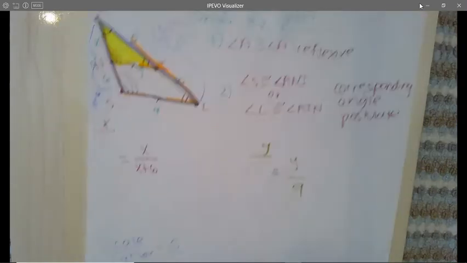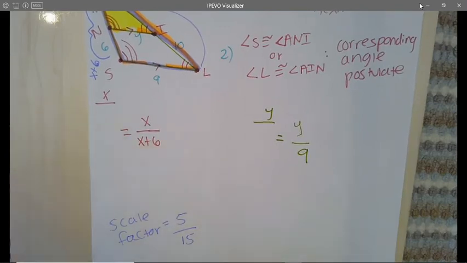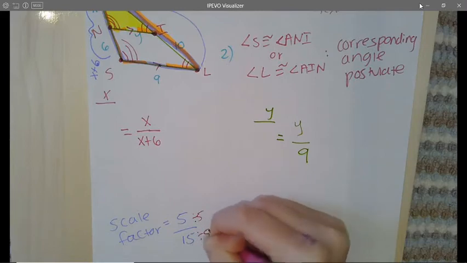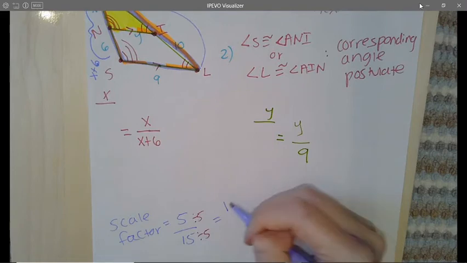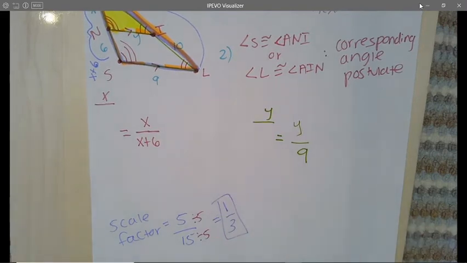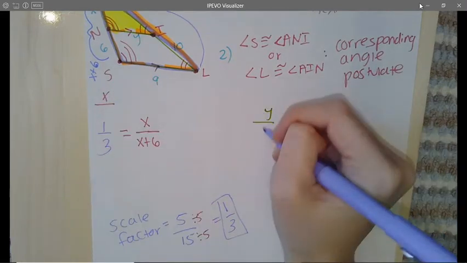So down here it's going to be 5 over 15, and that will reduce down. I can divide both of these by 5. So 5 divided by 5 is 1, and 15 divided by 5 is 3. So the scale factor that I'm going to use in each of my proportions is 1/3. So I'm going to use 1/3 here, and 1/3 here.